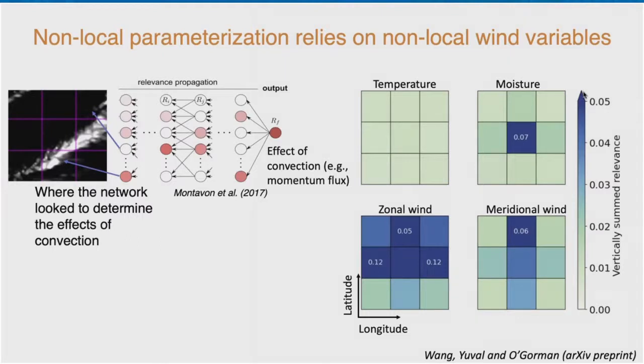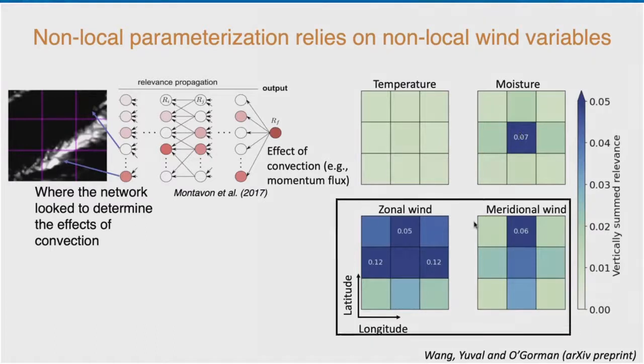So a bluer color means the network really relied on this information to make a better prediction. And you can see, for example, the network really relies on moisture in the center column. That's great. It makes sense. Every parameterization relies on this quantity. But what's interesting, if we look at our wind variables, we see that the network also relies on non-local features. For example, for the zonal wind, east and west, also some, of course, north and south, but you can see that it really relies on non-local features when it makes its prediction.